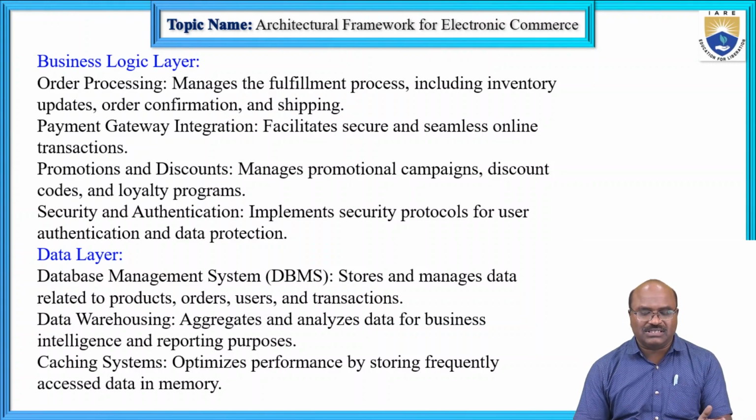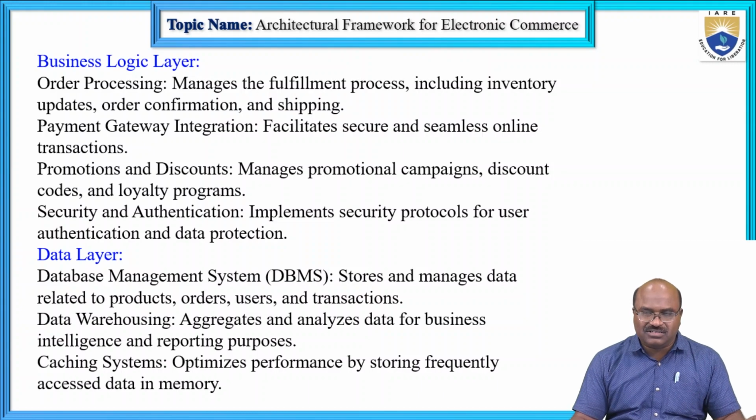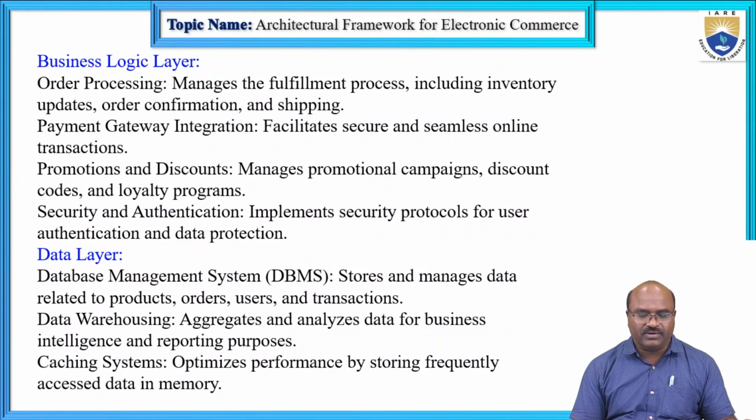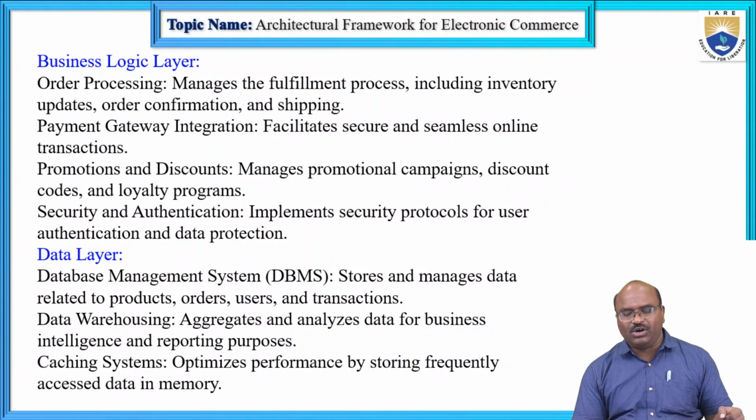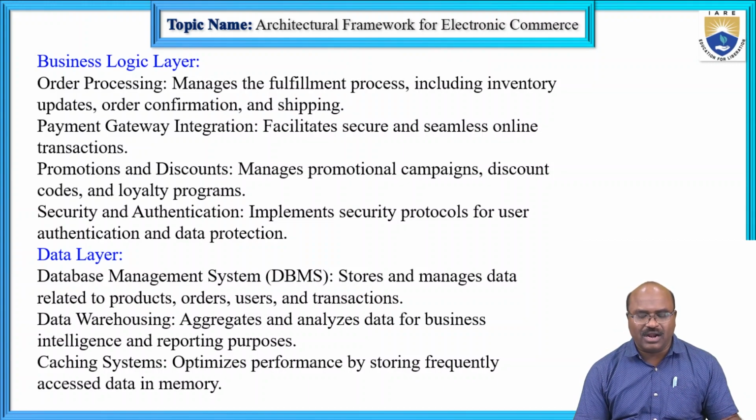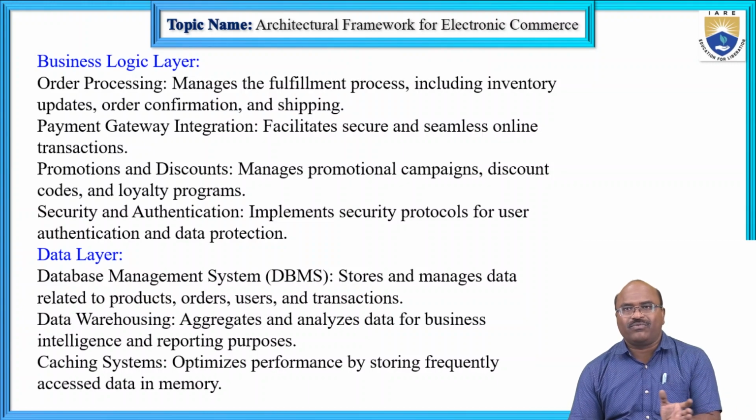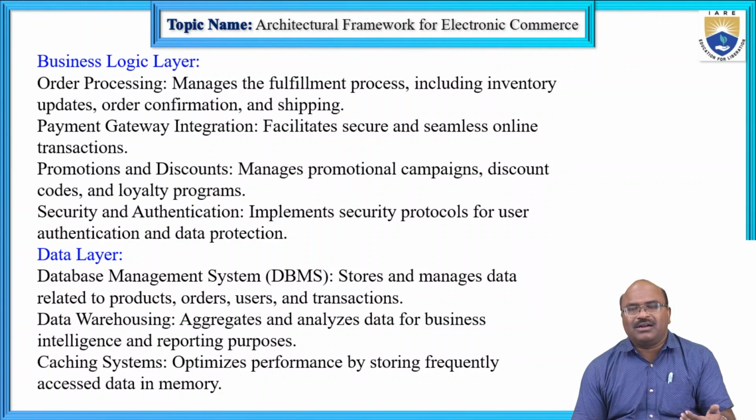Another important part of the business logic layer, and the last point, is security and authentication. It is very important in any architectural framework for electronic commerce. What is security? Security is authentication, authorization, securing your data and your information. Here, we implement security protocols for user authentication and data protection. There are different types of protocols. What is meant by protocol? A protocol is nothing but a set of rules. Online, we can write the set of protocols.